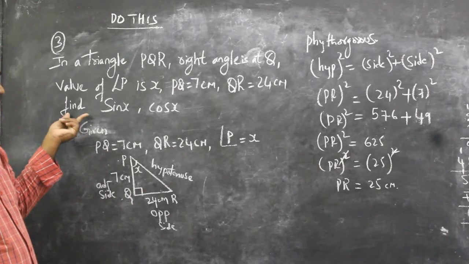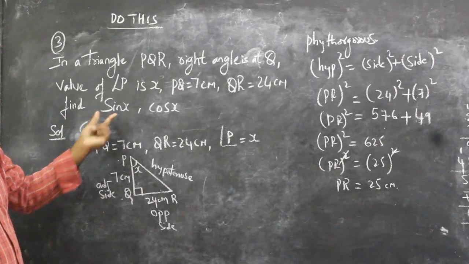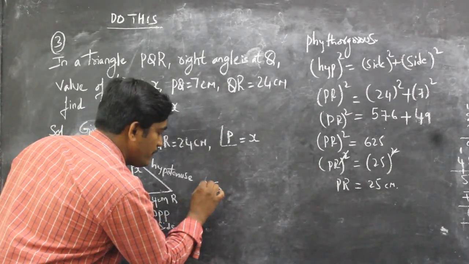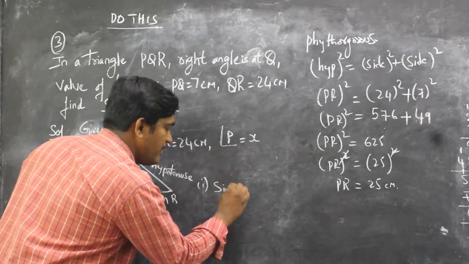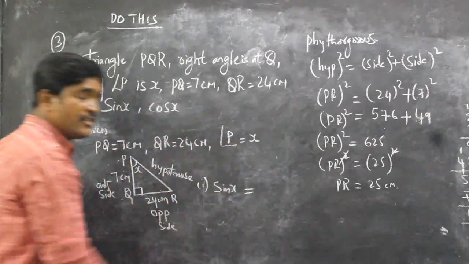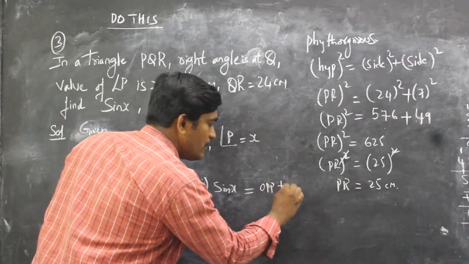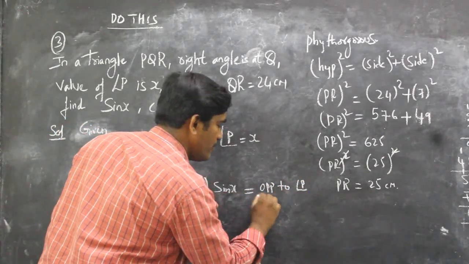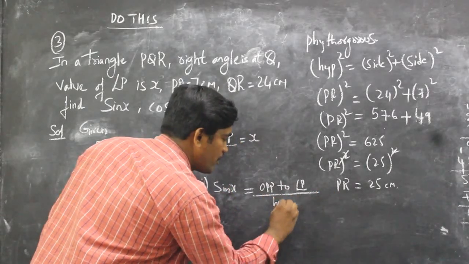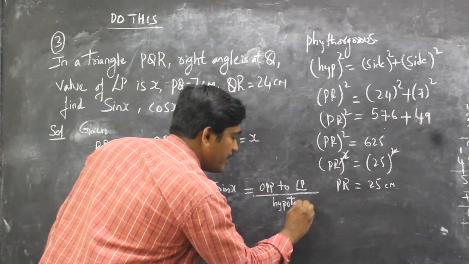Now what is relevant? He asked to find sin X from this. First I will consider sin X. What is sin? Generally we know, it is opposite to angle P by hypotenuse to angle P.